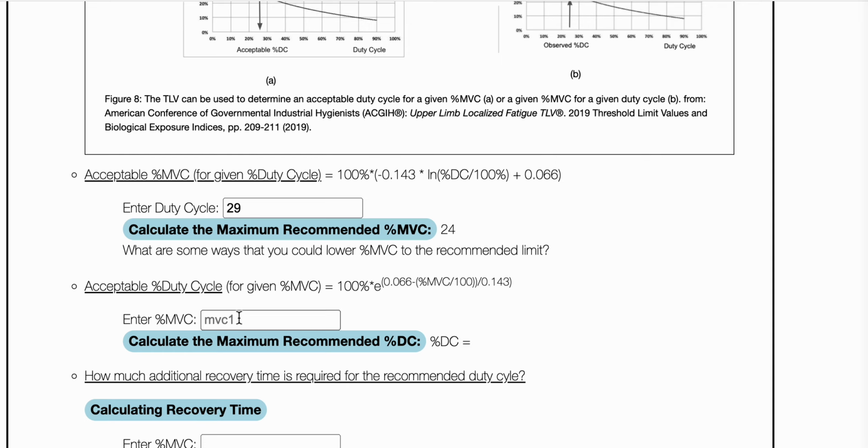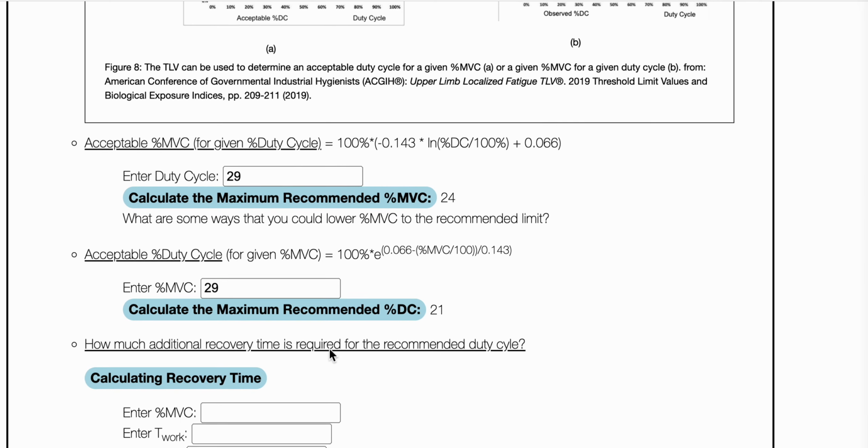And if we do the same thing down here for acceptable duty cycle, we put in the observed percent MVC, which is again 29%. This tells us that the maximum acceptable duty cycle for this operation would be 21%, which again is below what we observe. So either way, the job would be considered excessively fatiguing.